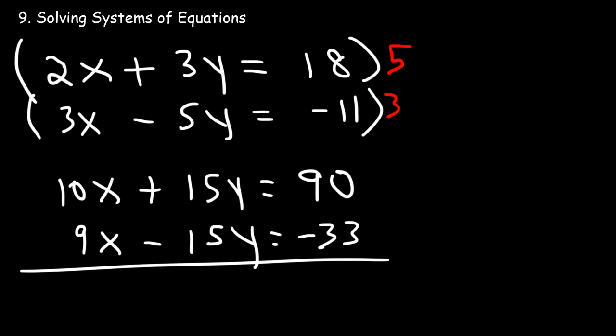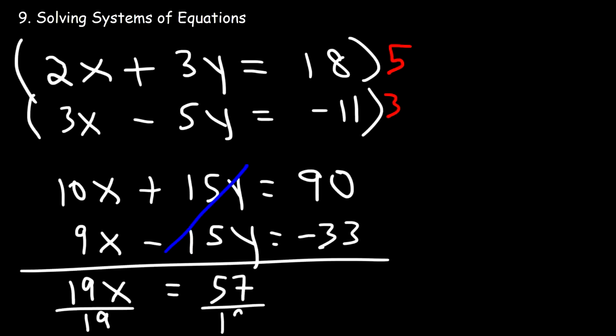Now let's add the two equations. If we do so, the y variables will cancel. Plus 15y with negative 15y adds up to 0. And so we're going to get 19x is equal to 90 minus 33. 90 minus 30 is 60, and 60 minus 3, that's going to be 57. Now, if we divide both sides by 19, 57 divided by 19 is 3. So x is equal to 3.